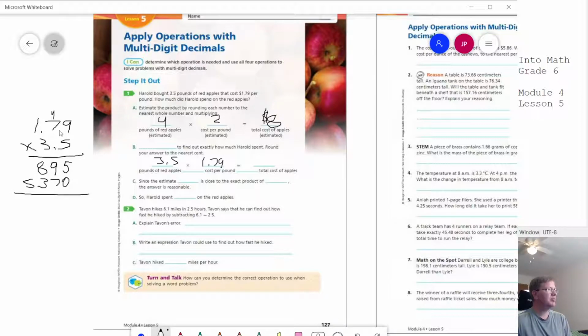So now would be the point. We need 1, 2, 3 places, counting from the right-hand side of the number. Here's where our decimal point is going to go. We get 5, 16, 12, and 6. So we need to round our answer to the nearest cent, it says here. So we are going to end up with $6.27.